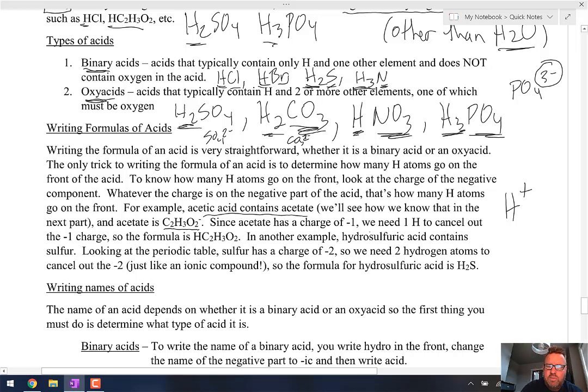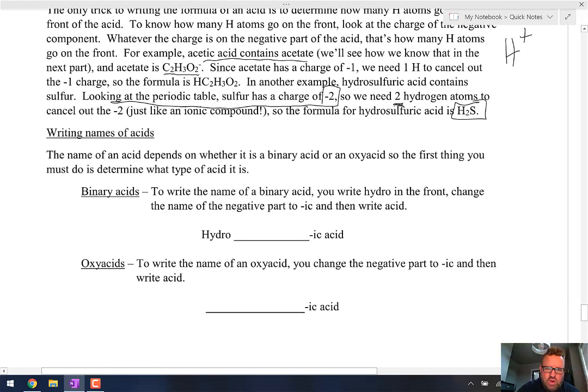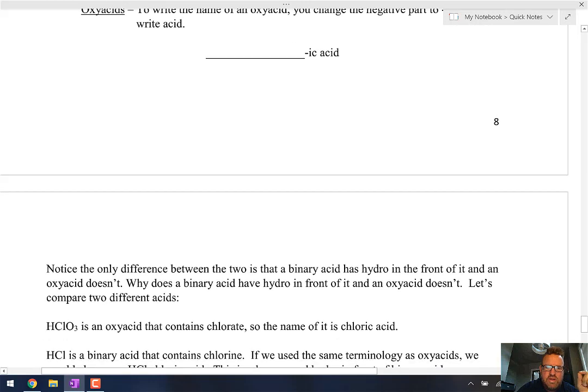In another example, hydrosulfuric acid contains sulfur. Just by looking at the periodic table, sulfur has a charge of -2. We know that from what we've learned when we talked about ionic compounds. Sulfur has a charge of -2, so we need 2 hydrogen atoms to cancel that out. So the formula is H2S. Anytime you're asked to write the formula, the goal is how many hydrogens do I need to cancel out those negative charges? We'll get to that part in just a little bit.